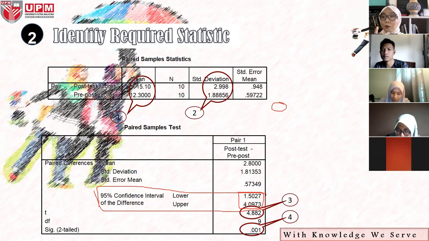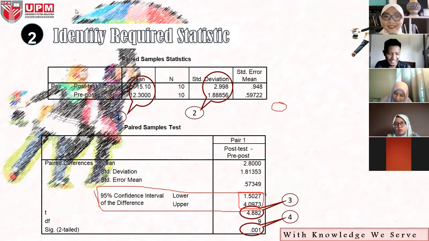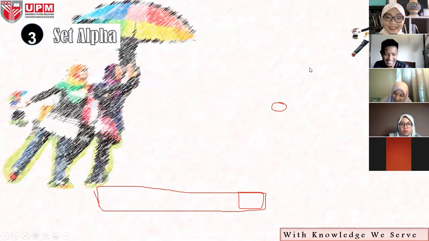Never state that you accept the research hypothesis. Don't use the word accept. Because the rule is we reject or fail to reject the null hypothesis. Remember that the hypothesis that we test is the null hypothesis, not the research hypothesis. Okay? Clear?